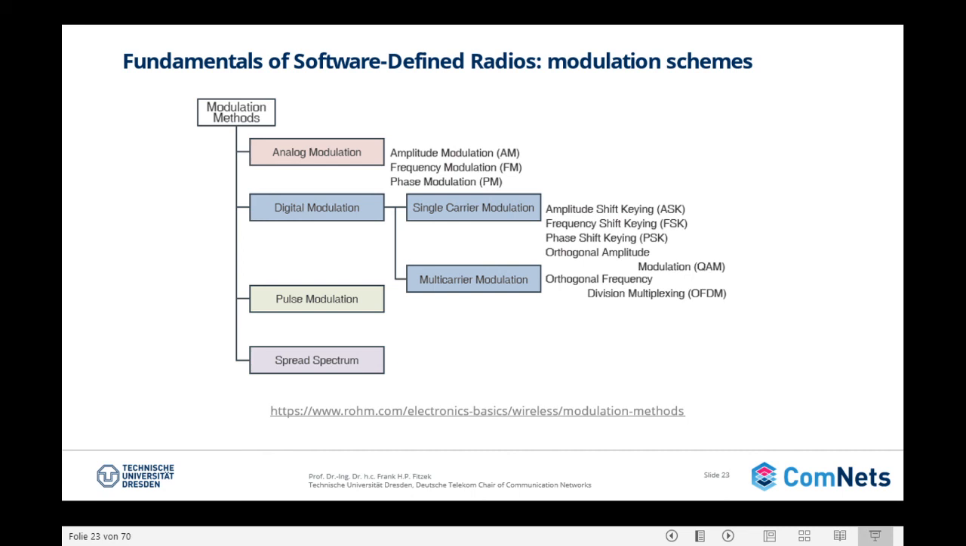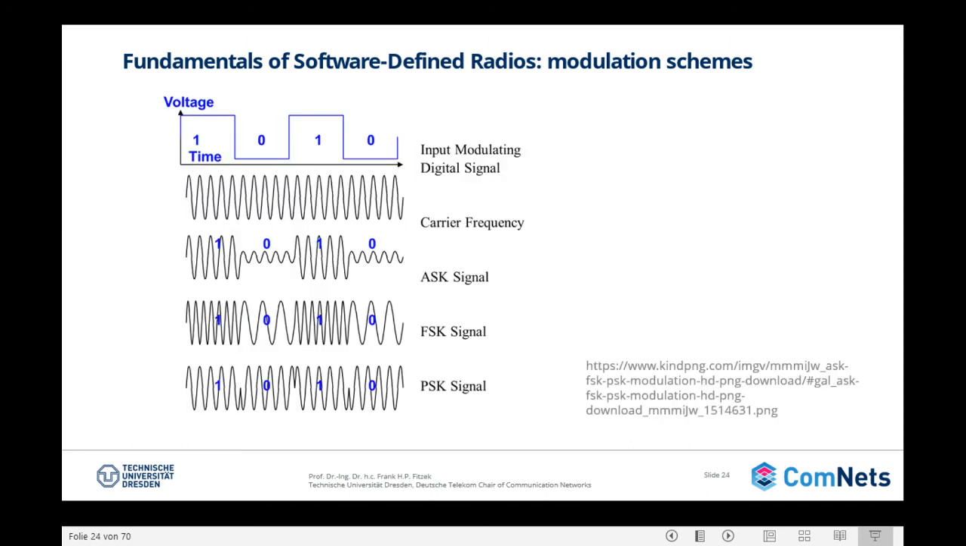In the single carrier modulations, we have the amplitude shift keying or ASK, the frequency shift keying or FSK, and the phase shift keying or PSK. On the other hand, in the multi-carrier modulation, we have the QAM or OFDM, the quadrature amplitude modulation or the orthogonal frequency division multiplexing that has been vastly employed in the development of 4G networks. Finally, we have the pulse modulation and the spread spectrum. Now, what we are going to do is to review how these digital modulation schemes work.